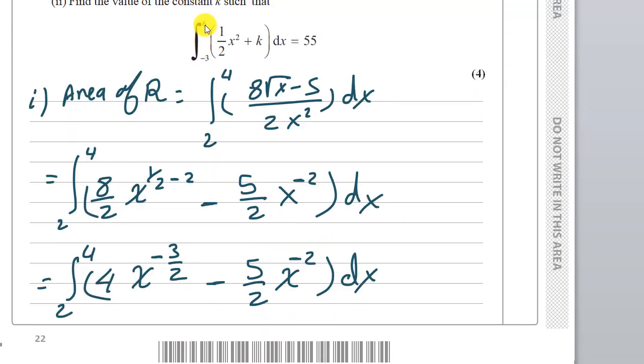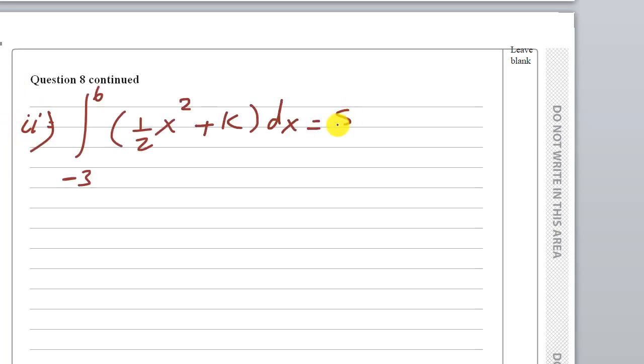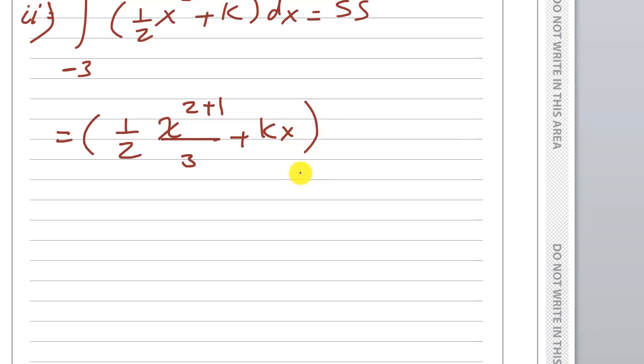Now, integration. Find the value of the constant k such that the integration from minus 3 to 6 of half x squared plus k dx equals 55. So let us start to solve this part. This is part 2, equal to 55. Find the value of k. So let us make this integration. So it will be half x to the power 2 plus 1 divided by 3, 2 plus 1 equal to 3, plus kx from minus 3 to 6 equal to 55.